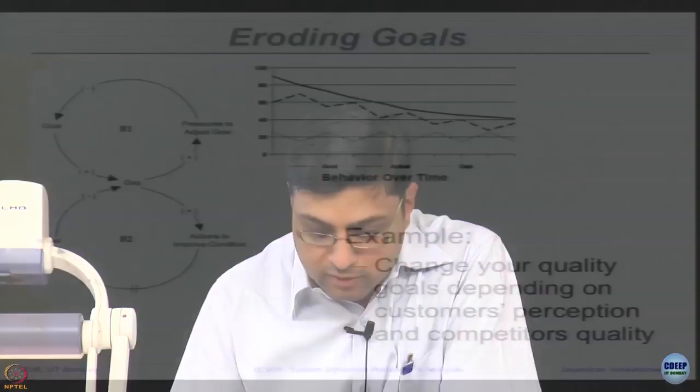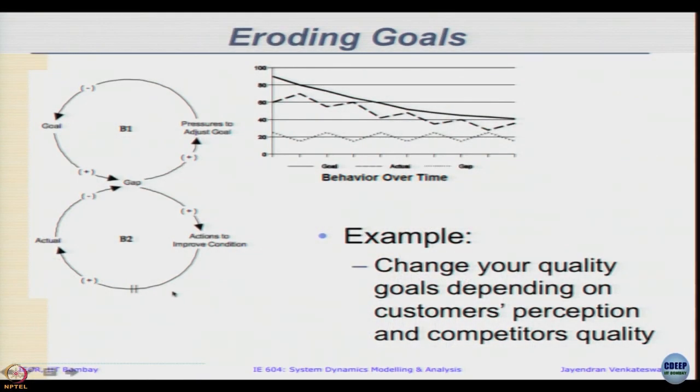You can observe that almost all these loops, in the previous figures and also in the ones coming forward, there are always these double lines indicating delays within the system that are actually causing this dynamic behavior over time.